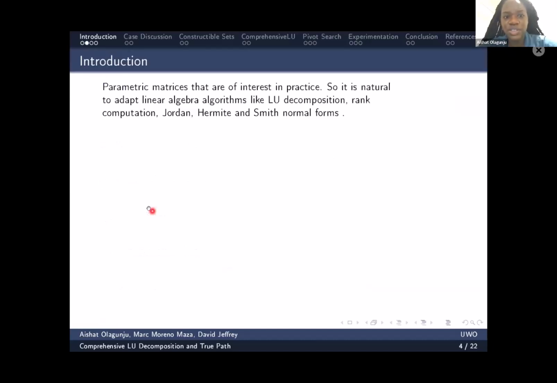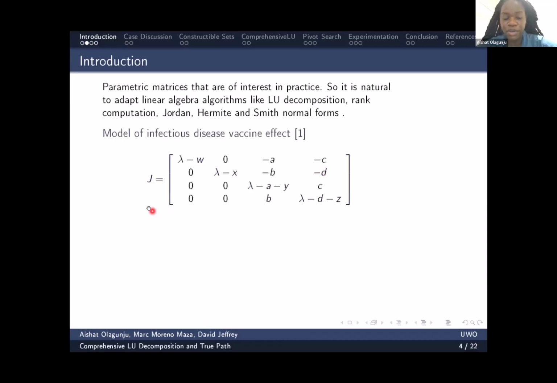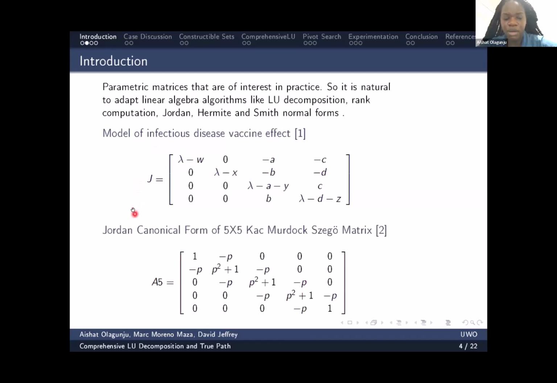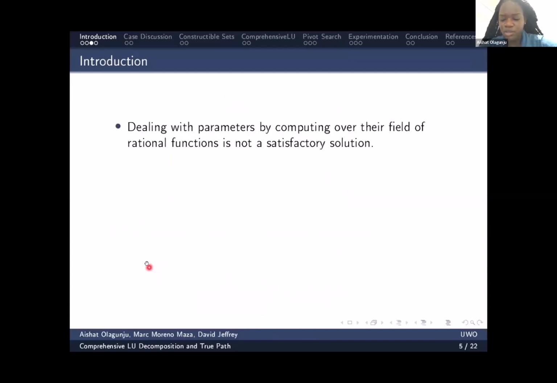So there are parametric matrices that are of interest in practice, so it is natural to adapt linear algebra algorithms like LU decomposition, rank computation, Jordan canonical form, Hermite and Smith normal forms. An example can be found in the paper by Professor Rob Corless, where they explore the Hermite and Smith normal forms of this matrix, which models infectious disease vaccine effects. And then another can be found in the paper by Stephen Thornton, where they explore the Jordan canonical form of this 5x5 Cockcroft-Murdoch matrix.